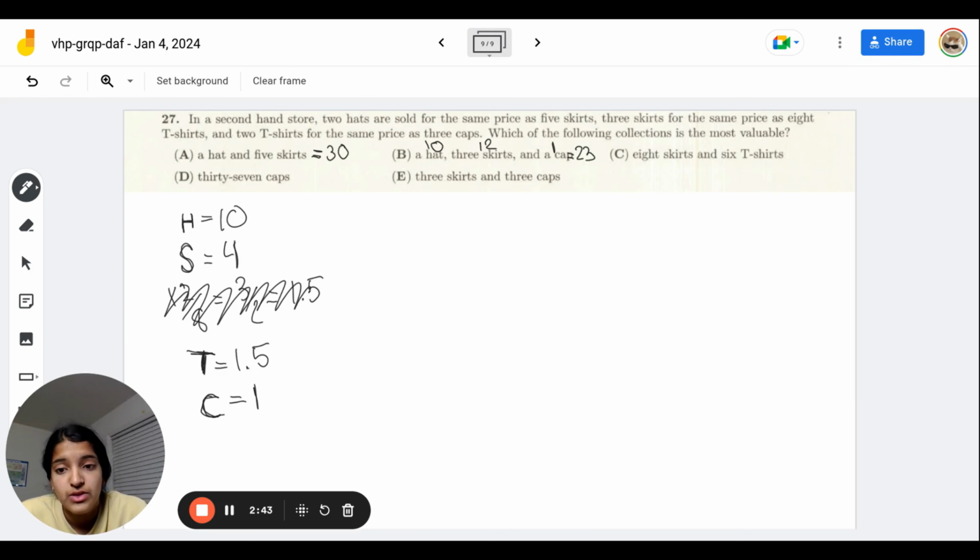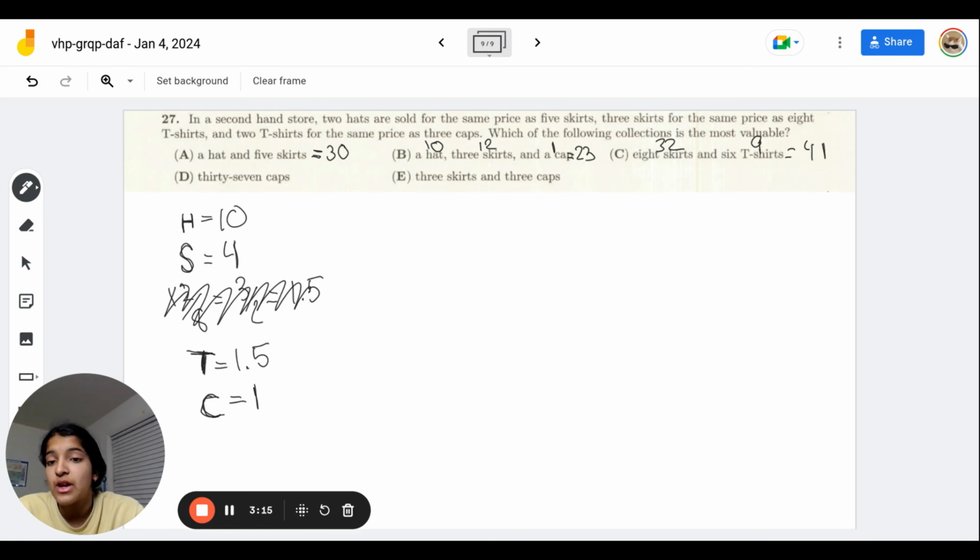So each skirt is 4 times 8, which is 32. And the t-shirts, 6 t-shirts times 1.5. So let's do some quick math. 1.5 times 6 is equal to 9. So you have 9 there. And that would be 32 plus 9 is 41.